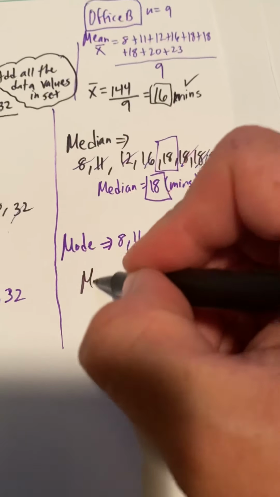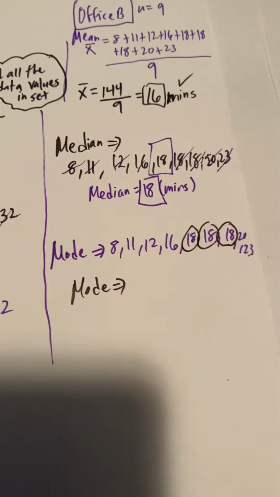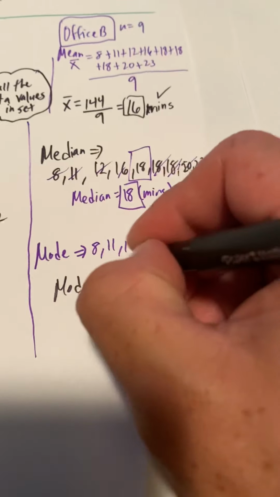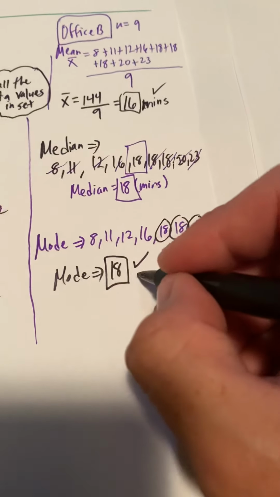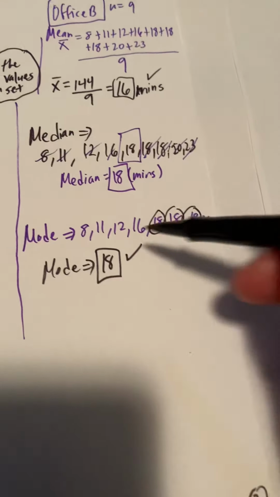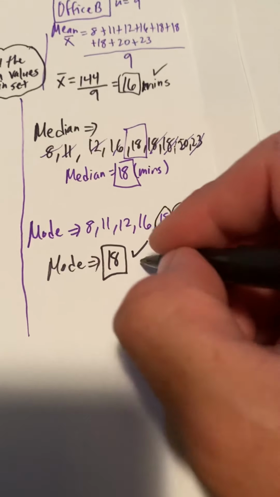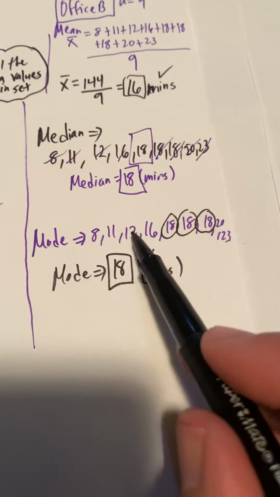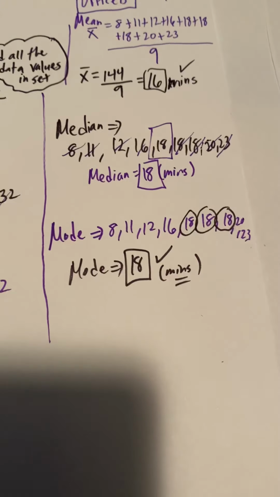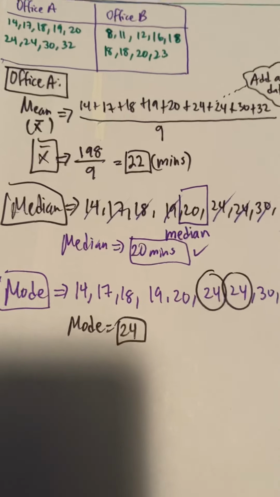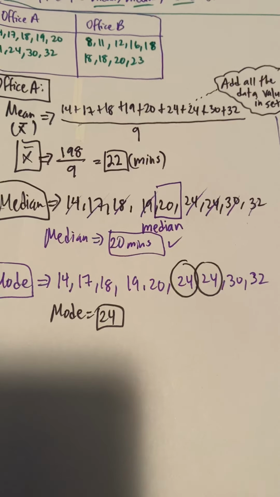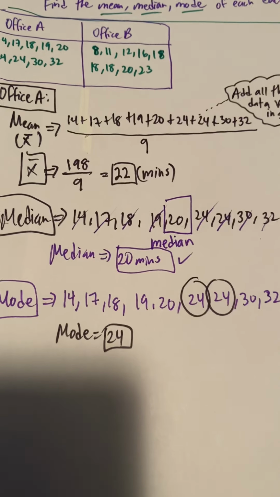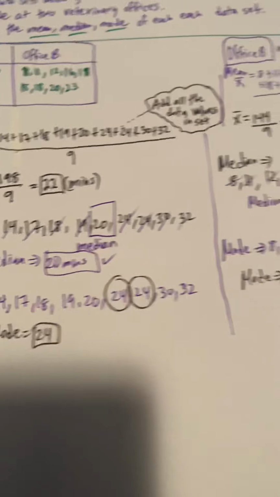So in this case, the mode is the one that appears the most frequently. In this case, it's 3 times. 18 appears 3 times. So that means that 3 people out of the 9 were waiting for 18 minutes, while the other ones waited 8, 11, 12, 16, 20, and 23 minutes. Okay. So we compare that to the mode over here. In this case, for 9 people that were there, 2 people waited about 24 minutes to see the vet.